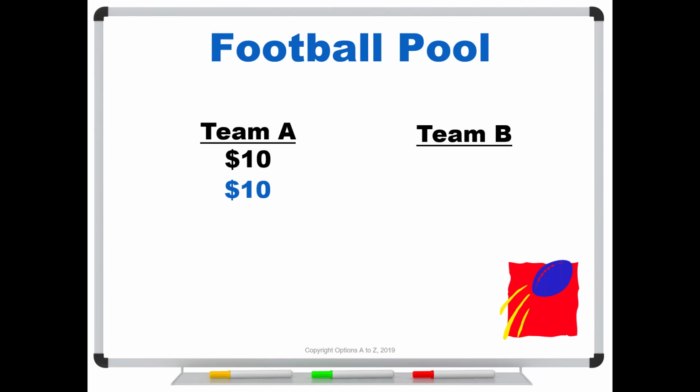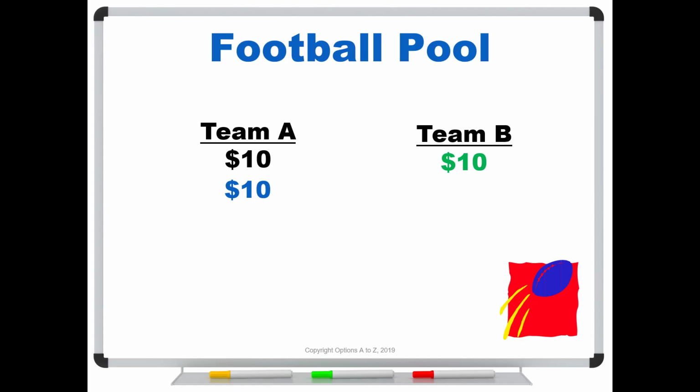But there's no real incentive to match your coworker. What else can we do? Well, we could set up a hedge. What if we bet $10 on Team A and we also bet $10 on Team B? Now think about what happens.